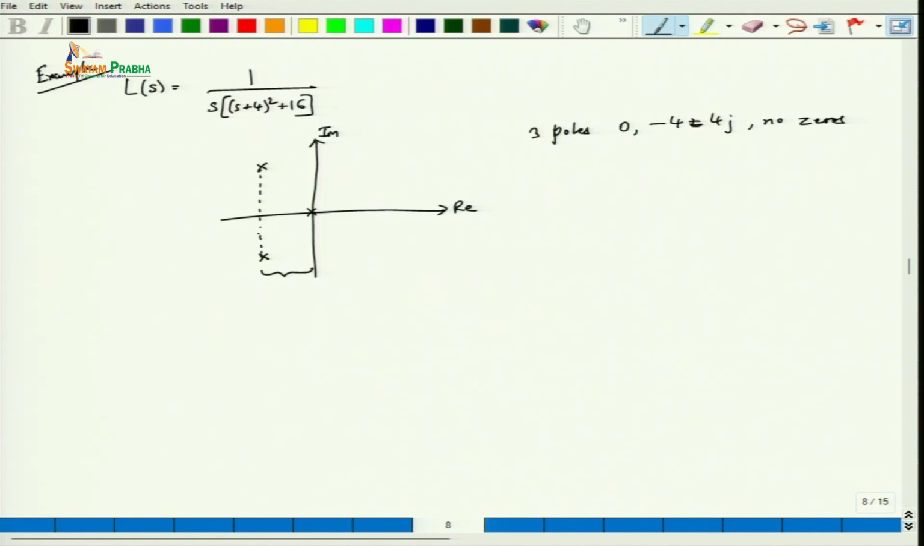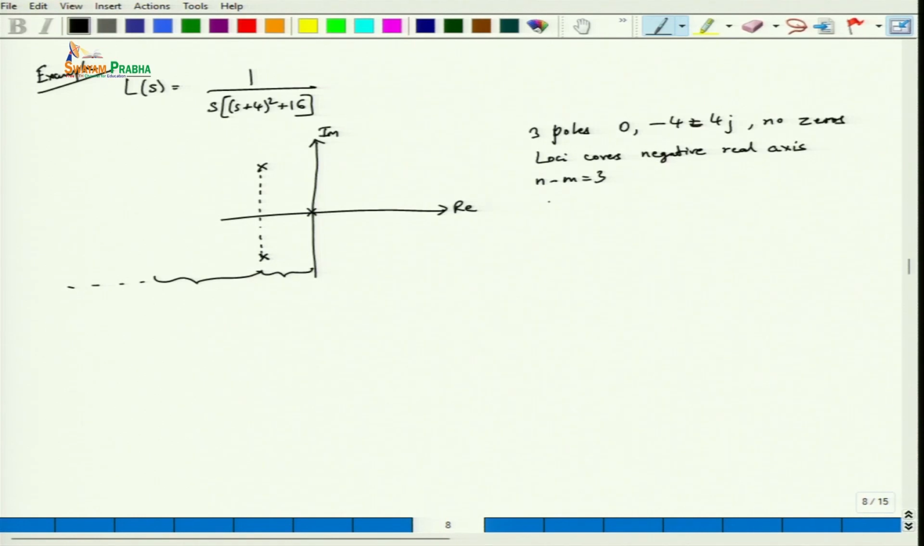Similarly, if we come beyond minus 4, there are 3 poles, so again an odd number. That means this entire negative real axis is spanned by the root loci. Now in this scenario we have n minus m equal to 3. Because there are no zeros, all the 3 branches will go to infinity.